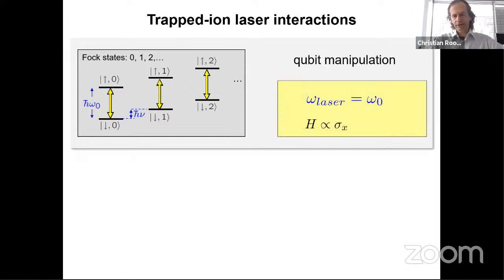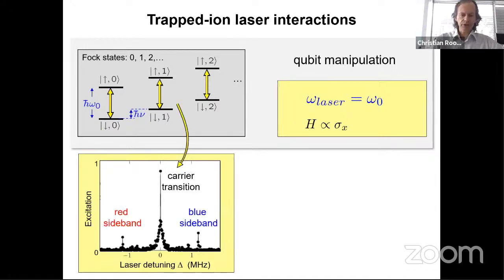And by making the laser frequency resonant with the atomic transition frequency, you have the carrier transition, and this carrier transition is accompanied by a red and a blue sideband. And these sidebands correspond to transitions where, upon excitation, you either reduce the vibrational quantum number by 1 unit or you increase the vibrational quantum number by 1 unit.